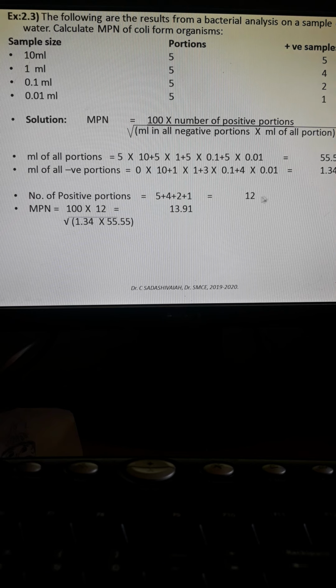If you substitute these quantities, like 12 positive portions, ml in all negative 1.34 ml, and ml of all portions 55.5, we are going to get the result as 13.91. 13.91 is the MPN value.